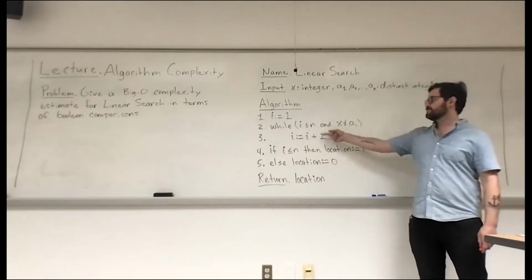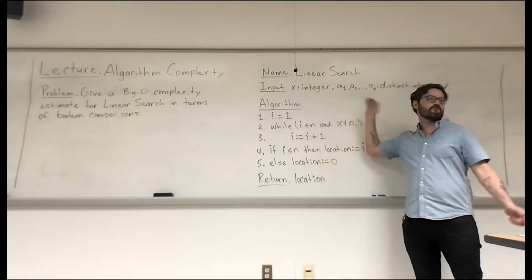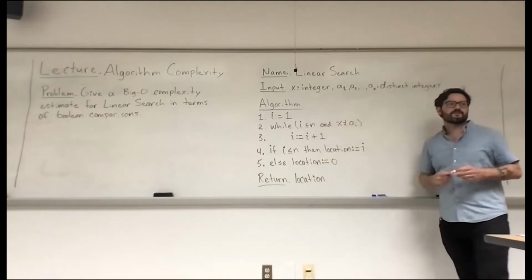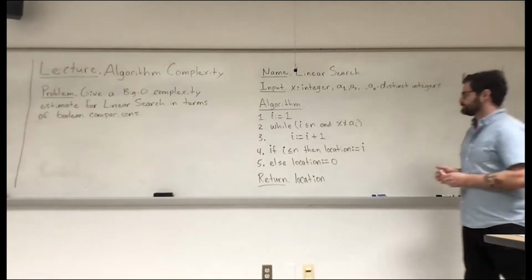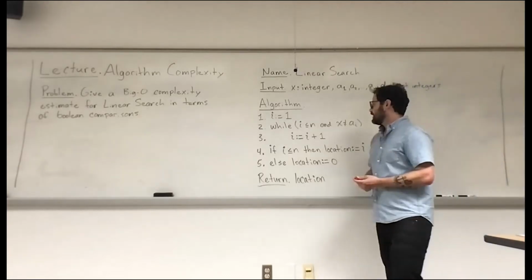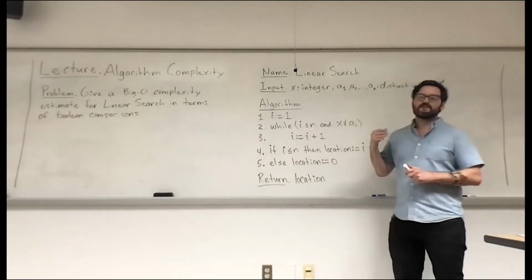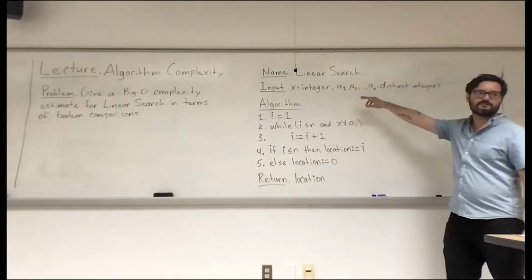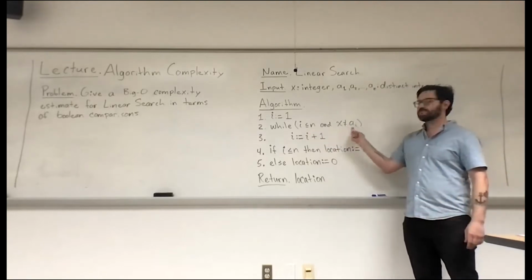If it was in that list, it would exit out somewhere before i is equal to n. Otherwise, it's going to go all the way through. So that's worst case analysis. Under that assumption, how many times are we going to check this value? If x is not in that list, how many times are we going to check?